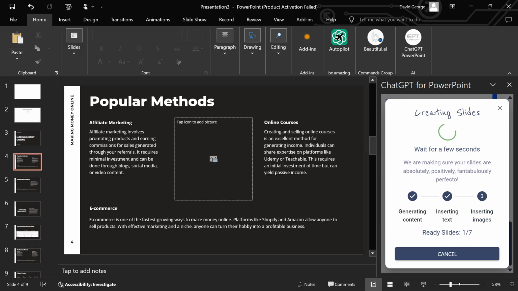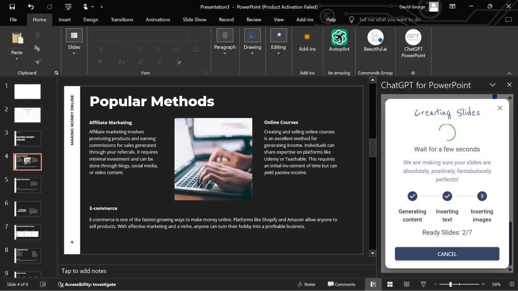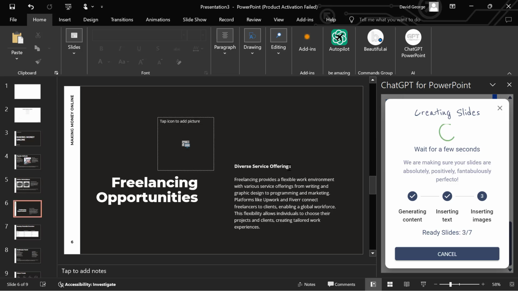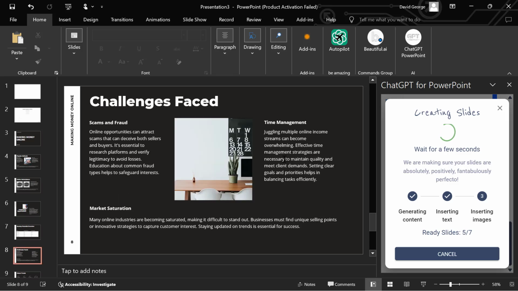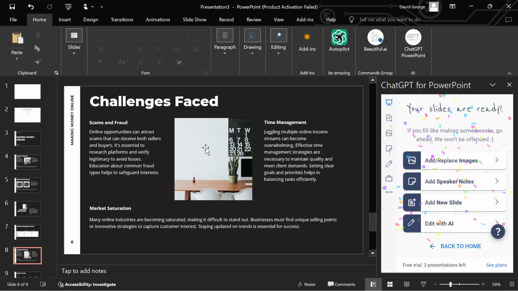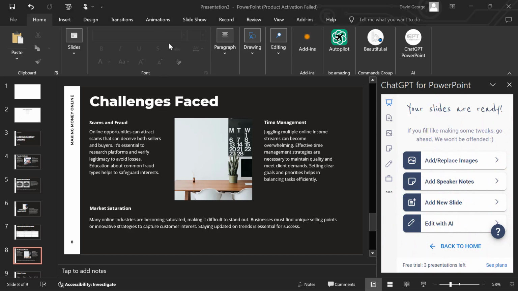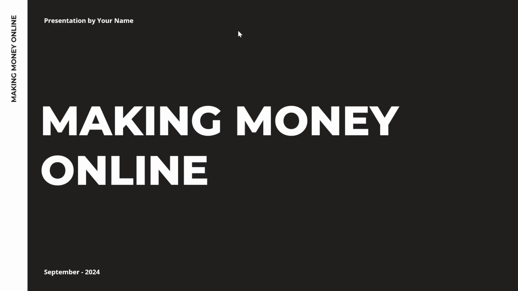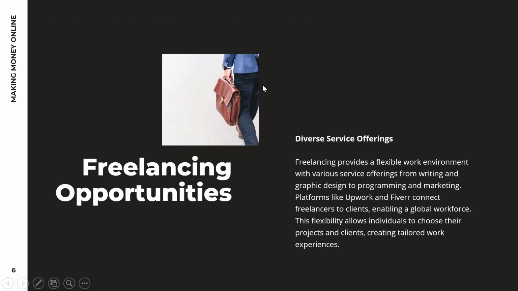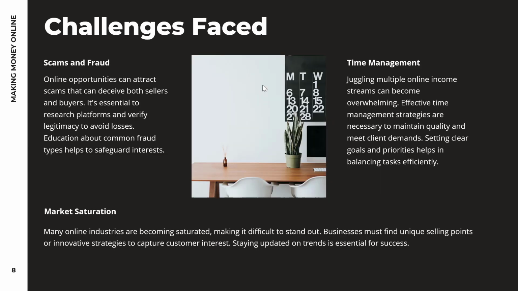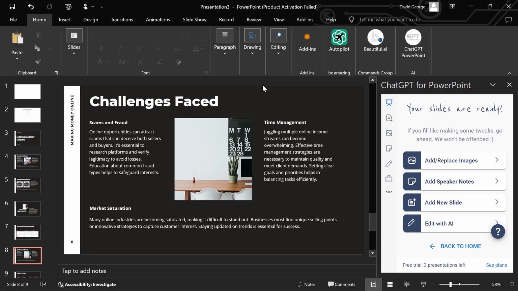So if you notice, this is it. It's generating the content for us with the images. So all this, and it is done. So once it is done, you just have to come to the top here and click on present, and you can see the way it's looking. So this is the way it's looking. So all these are generated for us by ChatGPT. So that's the end of the slide.